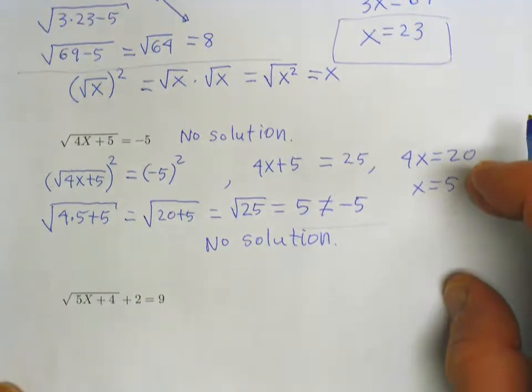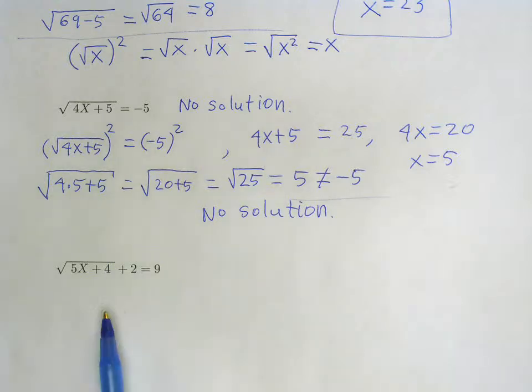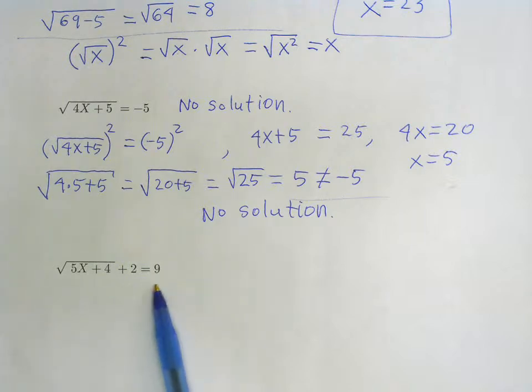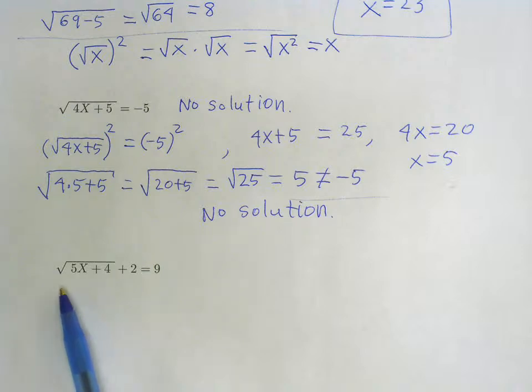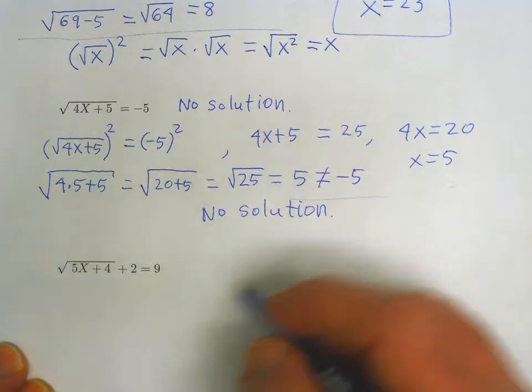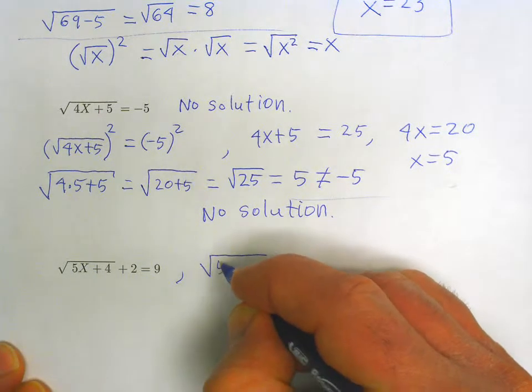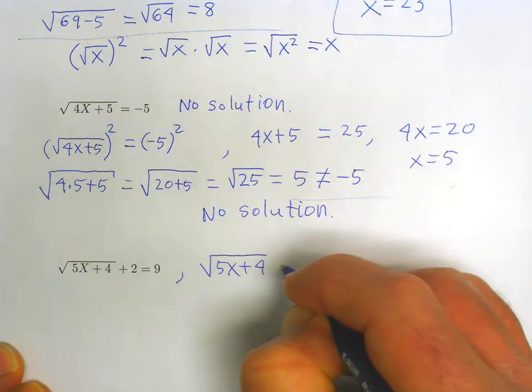Okay, on the next example, this illustrates something that we want to make sure that we always do. We want to solve the square root of 5x plus 4 and then plus 2 equals 9. Before squaring both sides, we want the square root to be by itself. So the preliminary step is to subtract 2 from both sides. And when we subtract 2 from both sides, we'll get the square root of 5x plus 4 equals 7.